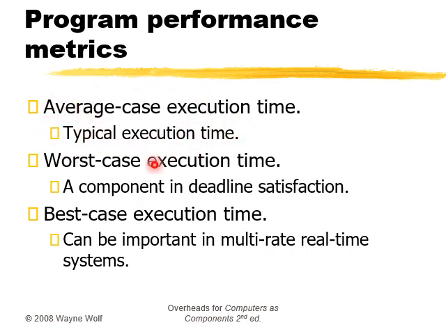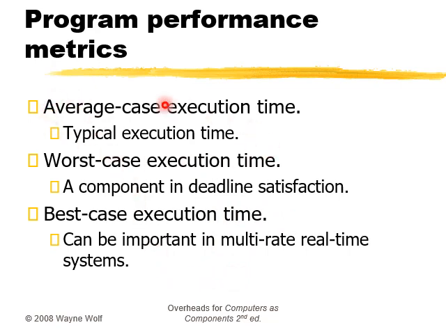Number two is worst case execution time. The longest time the program can spend on any input sequence is clearly important for systems that must meet deadlines. So it is a component in deadline satisfaction. Number three is best case execution time. This measure can be important in multi-rate real-time systems. So one is for typical execution time, one is for deadline satisfaction, and one is for multi-rate real-time systems.